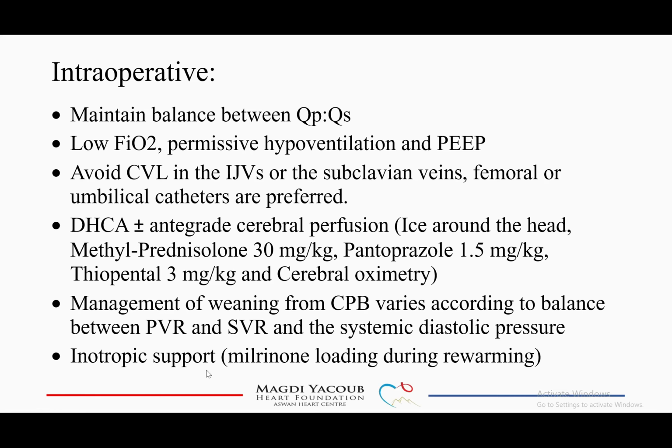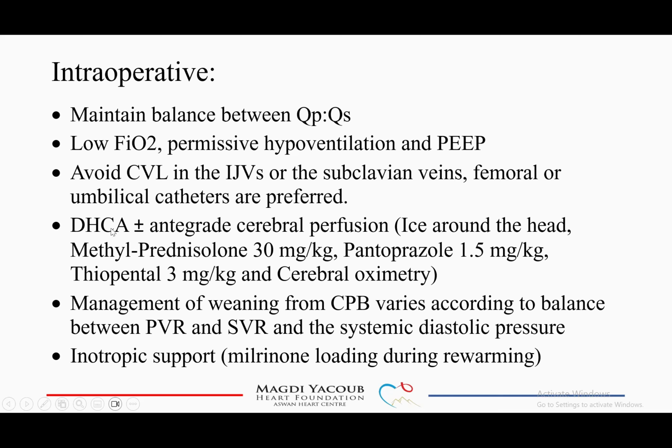Intraoperatively, we maintain the balance. Low FiO2, permissive hypoventilation, that is, permissive hypercapnia. We put high PEEP. Avoid central venous line in the internal jugular vein or the subclavian vein to prevent their closure as a preparation for the Glenn procedure, either now or in the future.